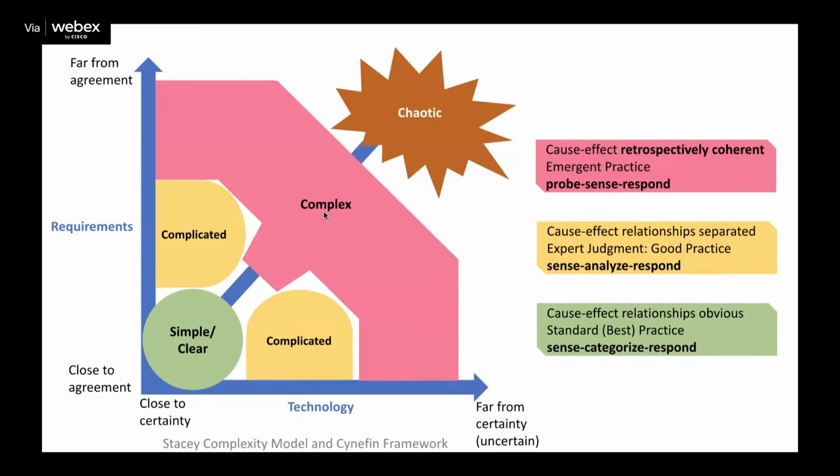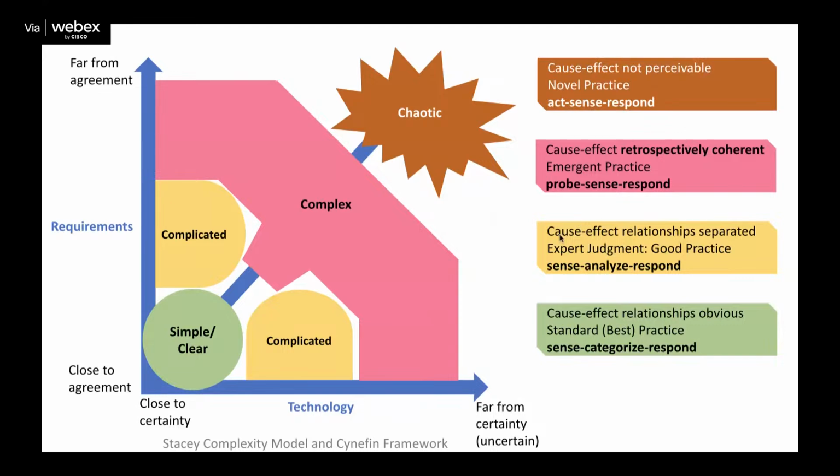Now, when it comes to the complex problems, our cause and effect is retrospectively coherent. I'm going to talk about what that means in a second. This is where we have emergent practices. And this is a totally different approach where we need to probe, sense, and respond. I'm going to talk a little bit more about all of these things in just a little bit, but I do want to talk about chaos. And I use the example, cause and effect are not perceivable. We've never seen anything like this before. It's an acute problem. We have to come up with some new way of figuring out what to do.